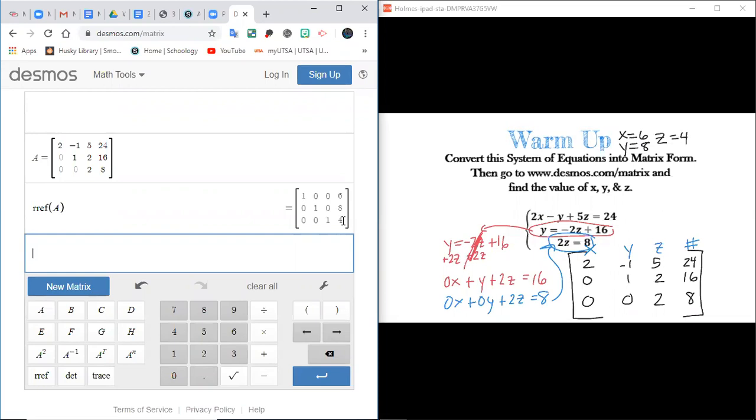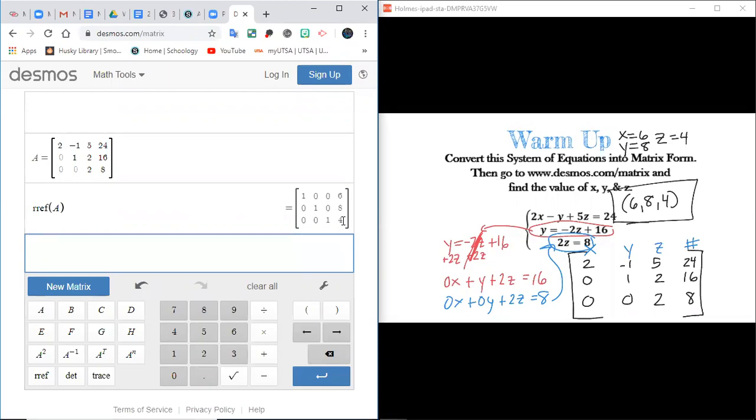Now we're always going to write our answers in a coordinate pair or an ordered pair format, right? So technically our answer is going to be x, y, z. So 6, comma, 8, comma, 4. That is the solution to this system of equations.